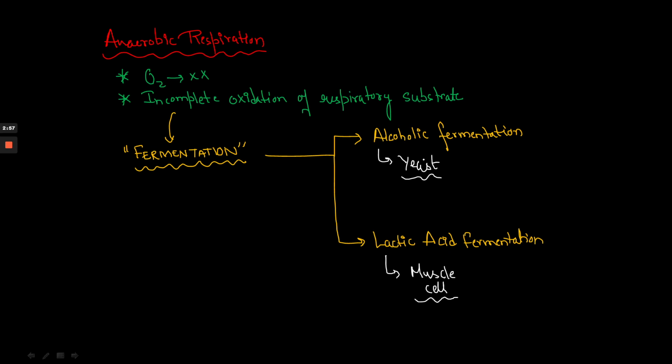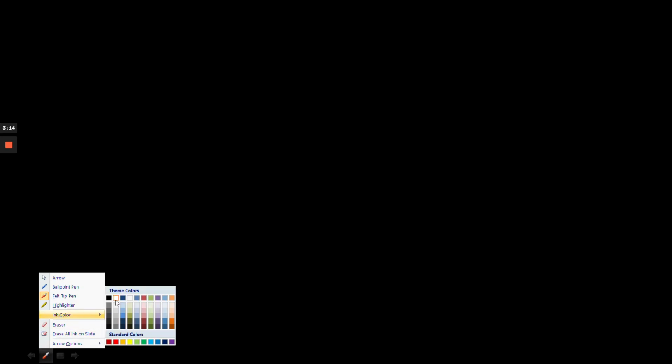Okay, so both types of fermentation come under anaerobic respiration only. Both types of fermentation occur when there is either an absence or lack of oxygen in the cell. So let us understand how these processes occur and what actually happens during the fermentation process.